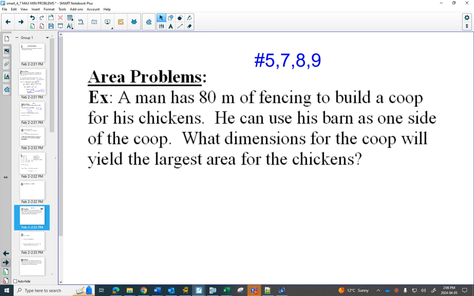A man has 80 meters of fencing to build a coop for his chickens. He can use his barn as one side. And I'm going to add into this question, there's a word missing. He's going to make his chicken coop in the shape of a rectangle.